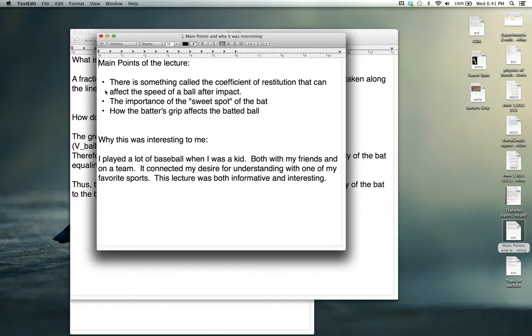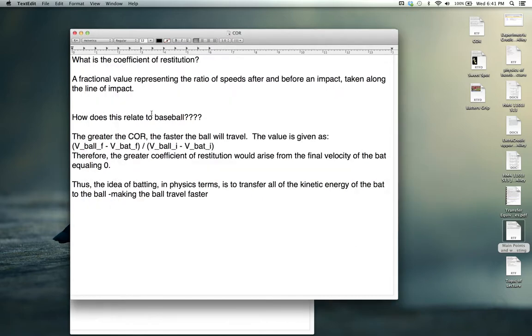So the coefficient of restitution is actually just the fractional value representing the ratio of speeds after and before an impact taken along the line of impact. So in this case it's a projectile motion. So how does this relate to baseball? Well, the greater the coefficient of restitution, the faster the ball will travel. The equation is the final velocity of the ball minus the final velocity of the bat over the initial velocity of the ball minus the initial velocity of the bat.